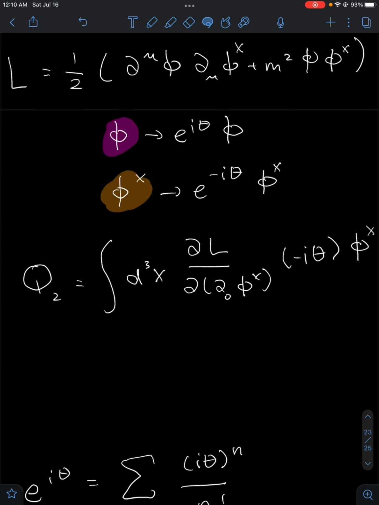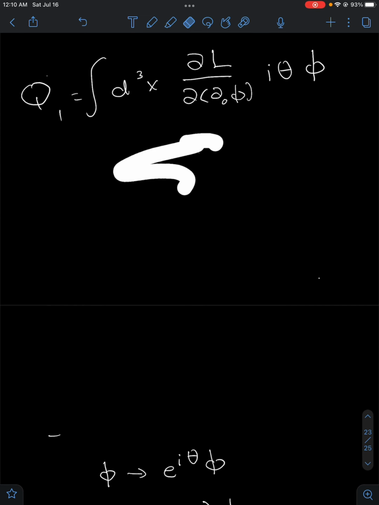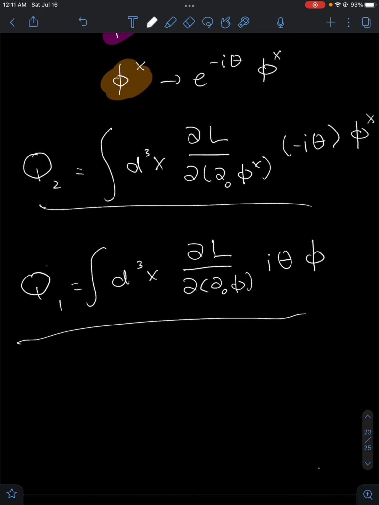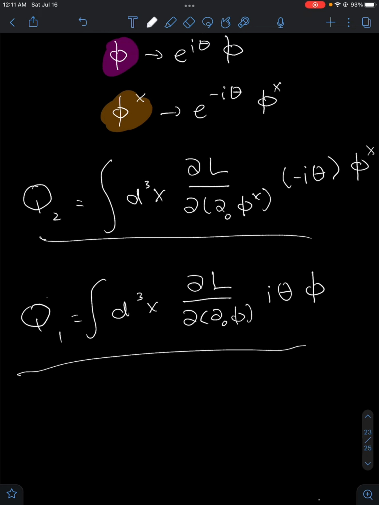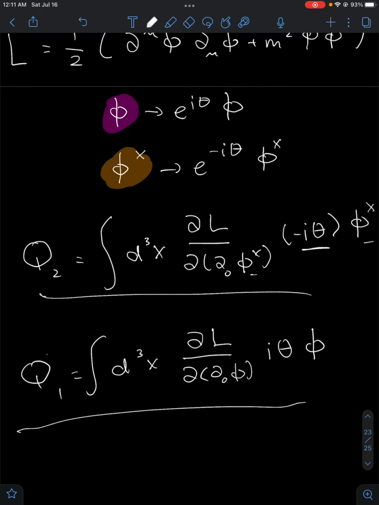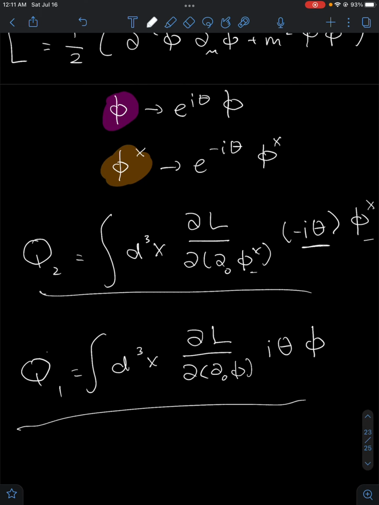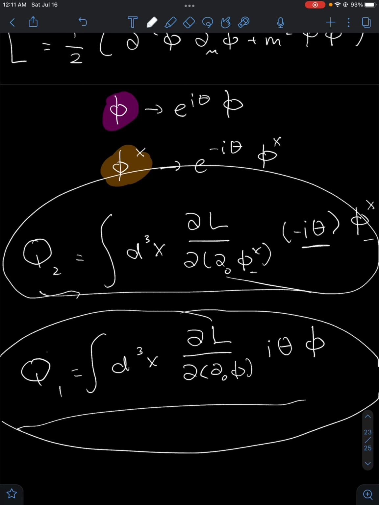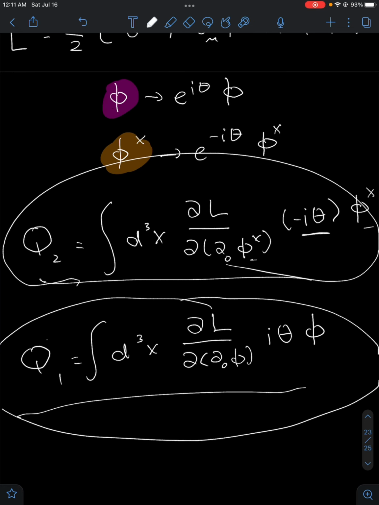So we see that we now have two conserved quantities, Q1 and Q2, for our complex scalar field. For the complex scalar field, we have a minus i theta and then complex conjugated fields. And for the real scalar field case, we don't. But for the complex scalar field, both of these are conserved. But for the real scalar field, only one is conserved. It's not like we have only Q2 for the complex scalar field and then Q1 for the real scalar field. For a complex scalar field, both of these quantities are conserved.